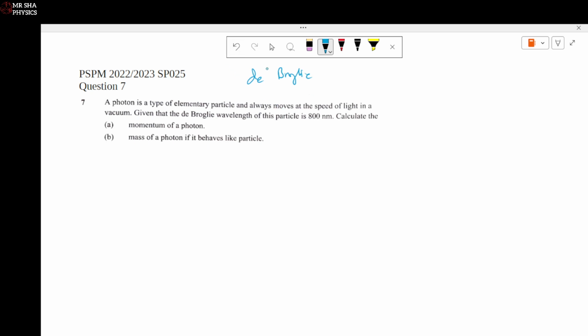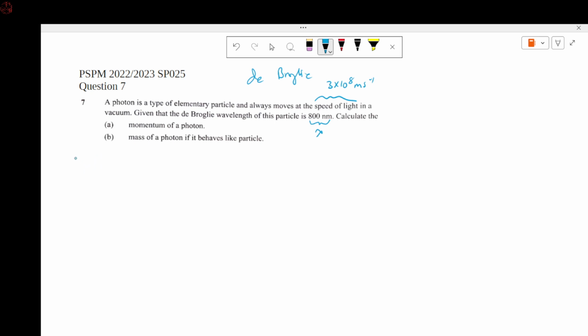So let's read the question. A photon is a type of elementary particle, that is true, and always moves at the speed of light in vacuum. So the speed of light, if you check your constant sheet, you will have 3 times 10 power of 8 meters per second. Given that the de Broglie wavelength of this particle is 800 nanometers, calculate the momentum of the photon.